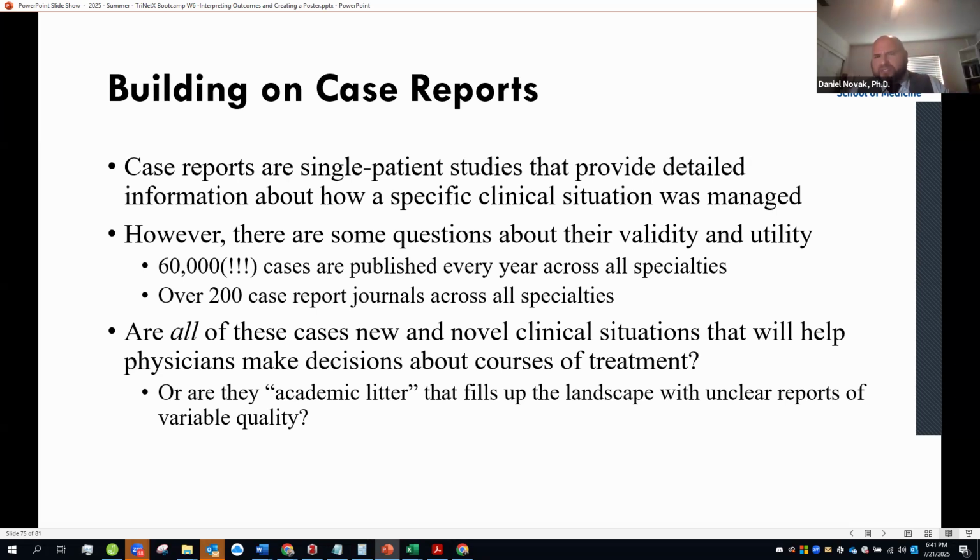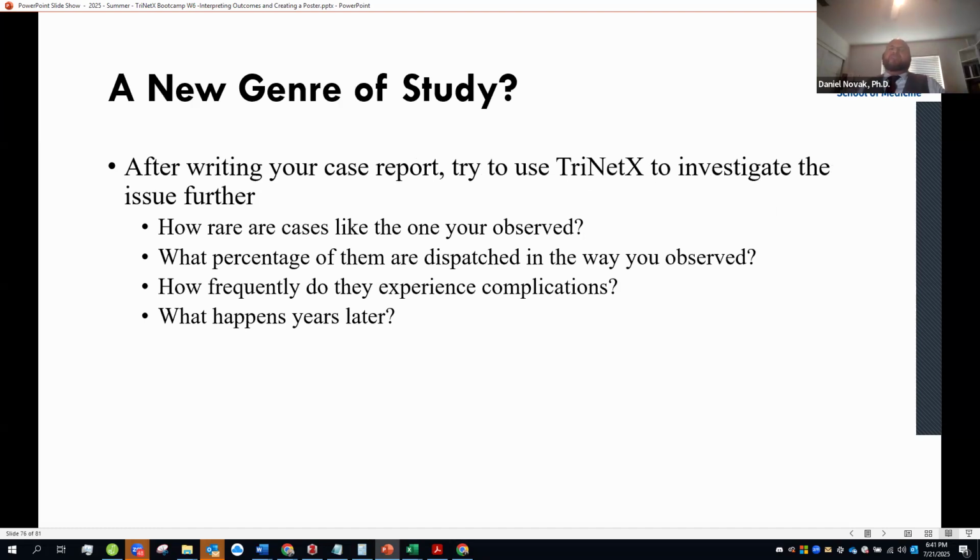So, are case reports valuable? I don't know. But I do know that if you're going to do a case report, you might as well do a TriNetX study on top of it to investigate that issue further. You might ask questions like, how rare are cases like the one you observed? What percentage of them are dispatched in the way you observed? How frequently do the patients experience complications afterwards?